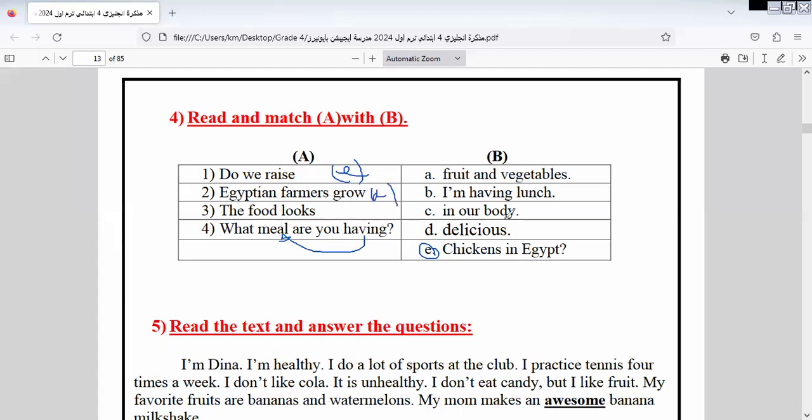The food looks what? Looks delicious. So I am describing the food that is delicious. What meal are you having? I'm having lunch. So the answer will be number B. There is one sentence that we didn't use, because we have four sentences here and five there, and we select only the correct ones. If you have another sentence, you must examine your understanding.